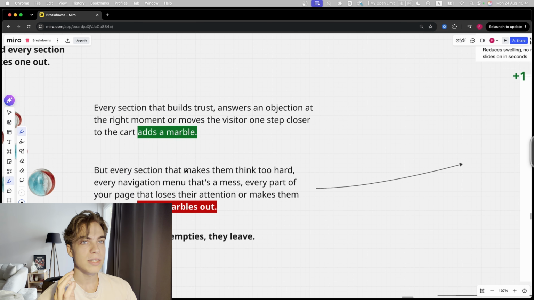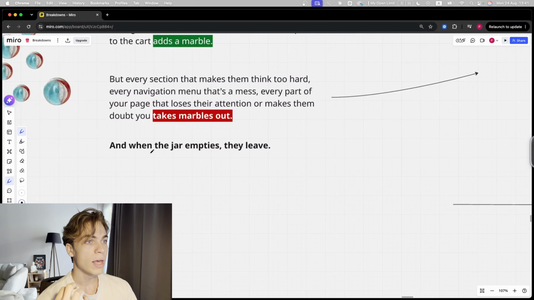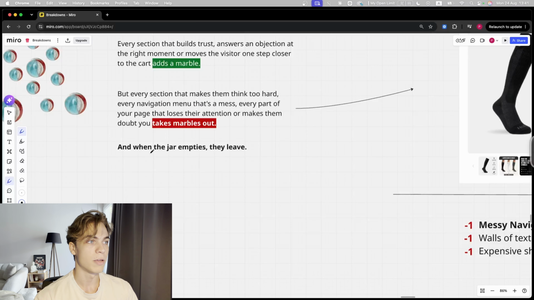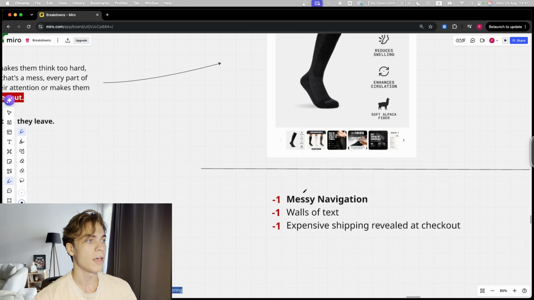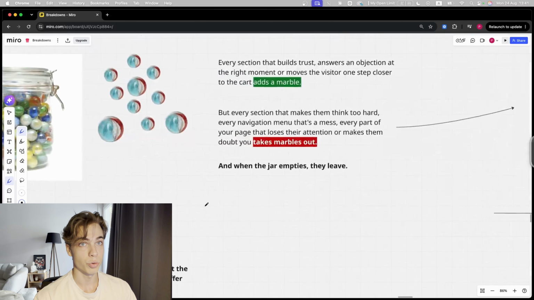But every section that makes them think too hard, every navigation menu that's a mess, every part of your page that loses their attention or makes them doubt you as a brand, doubt your ability to deliver, all of that is going to take marbles out, right? And when the jar is empty, they basically leave. So for example, as I said, messy navigation, walls of text that people are never going to read and that just intimidate them, expensive shipping revealed at checkout, all of these things are taking marbles out, and they're not going to buy because of that.